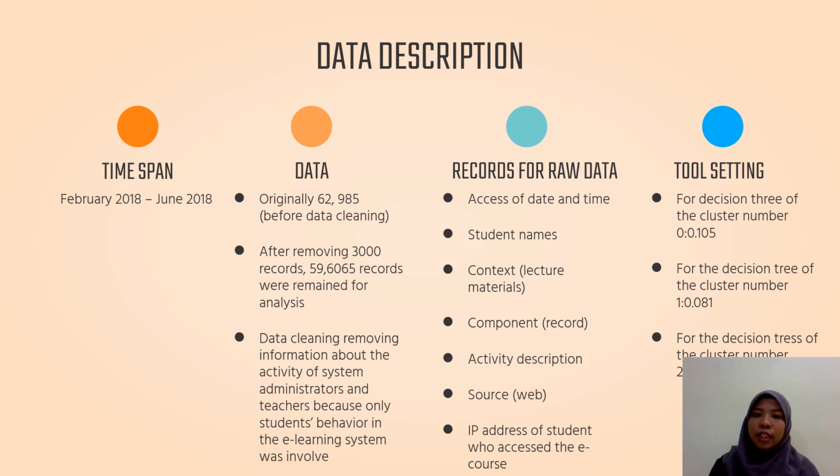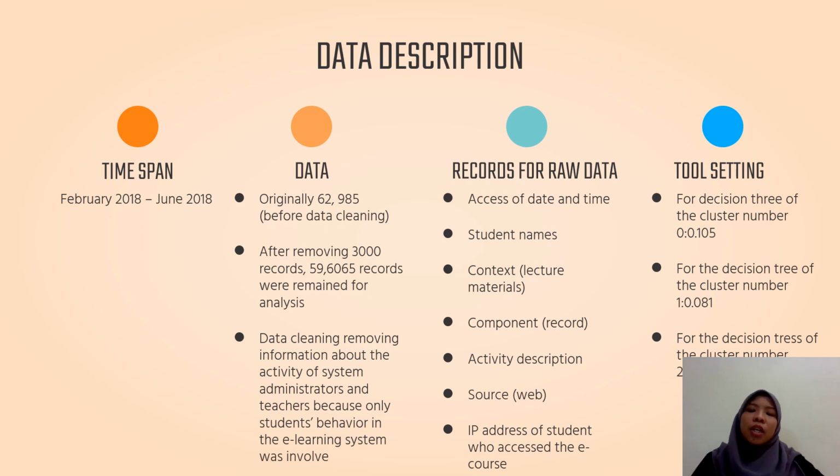Here the data originally is 62,985 records before the data cleaning. After removing 3,000 records, this is a typo. Actually, 59,605 records will remain for analysis. The data cleaning removed information about the activity of the system administrator and teachers because only student behavior in the e-learning system was involved.